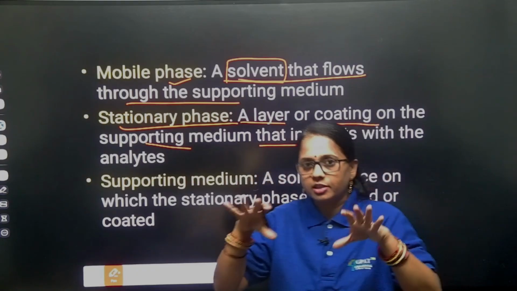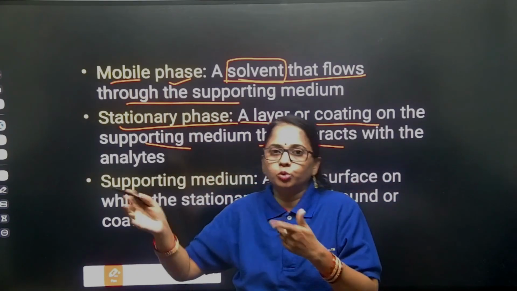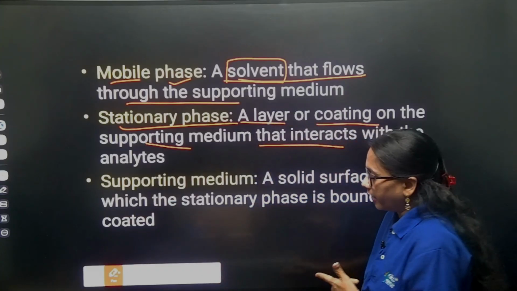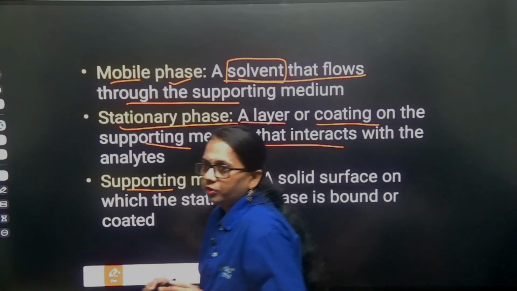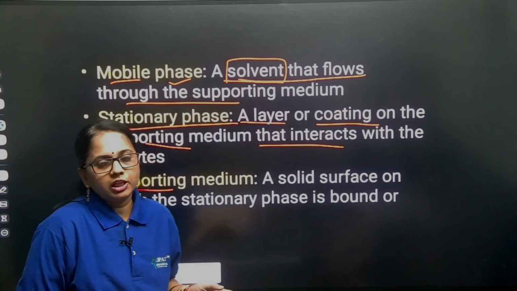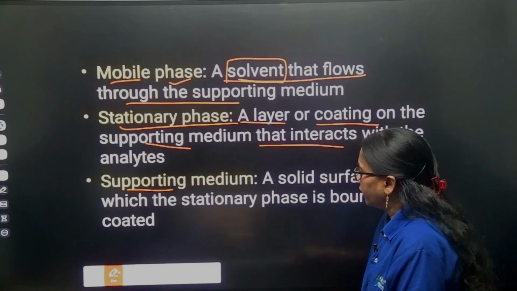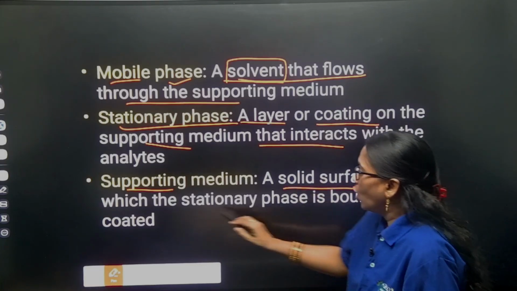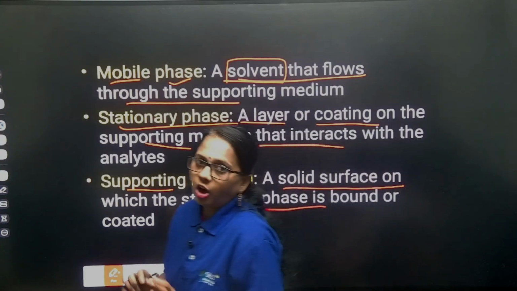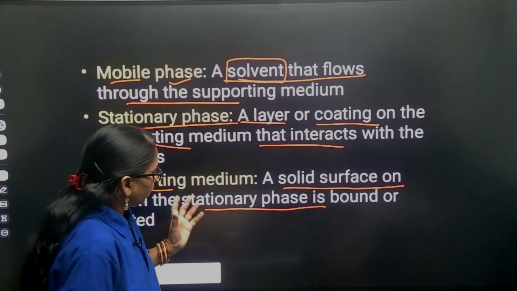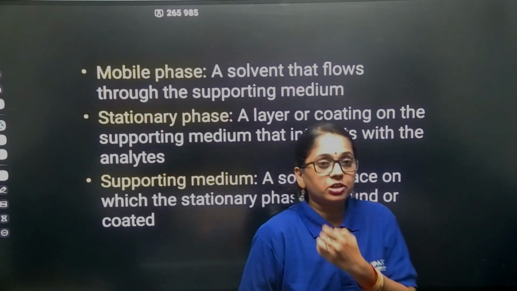Stationary phase means that it is fixed, it won't move, whereas mobile phase means it will move, okay, mobility will be there. And what is called supporting medium? Supporting medium is used in case of both adsorption chromatography as well as partition chromatography. What it means is a solid surface on which the stationary phase is bound or coated. That supporting medium is used for preparation of liquid stationary phases, okay.